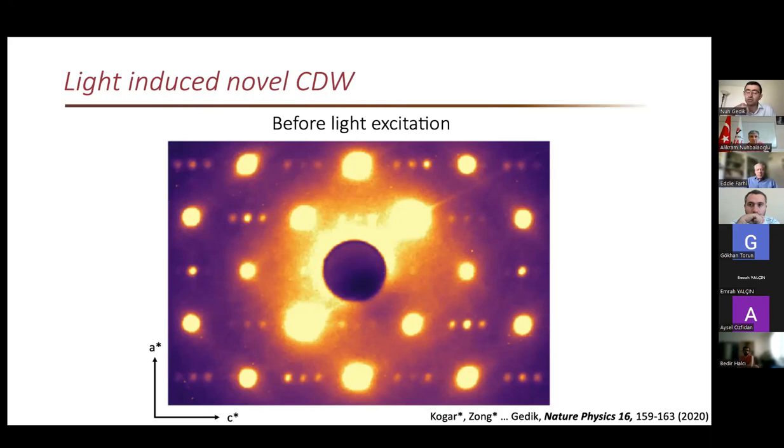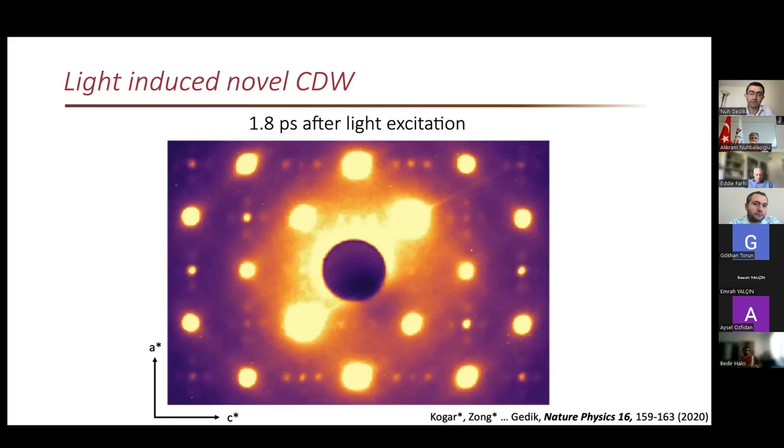So now what I'm going to show you is what happens to this diffraction pattern after I kick with the light. We're going to see a before and after. Maybe you can pay attention right here, to this spot. We see nicely the two charge density wave modulations before we kick with the light. So here's what happens after. This is before, after. Hopefully you see that 1.8 picoseconds after you kick with the light, two new spots come into existence. They didn't exist before, and they never exist at any temperature, but somehow after you kick with the light, these two new spots appear.